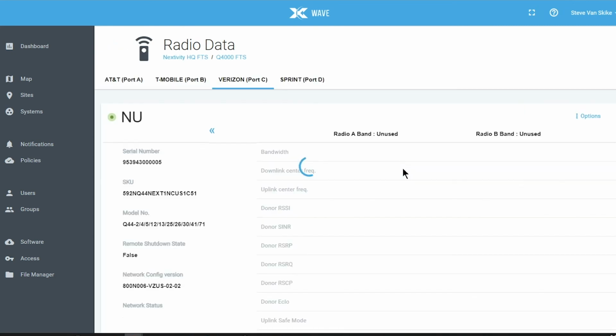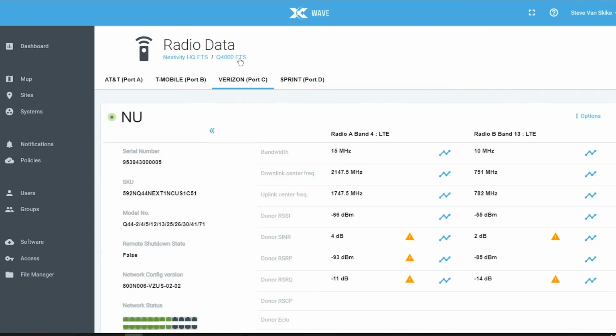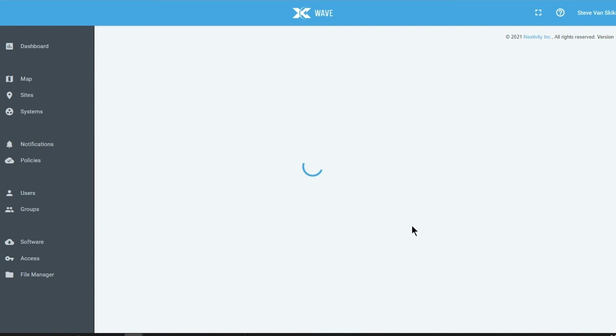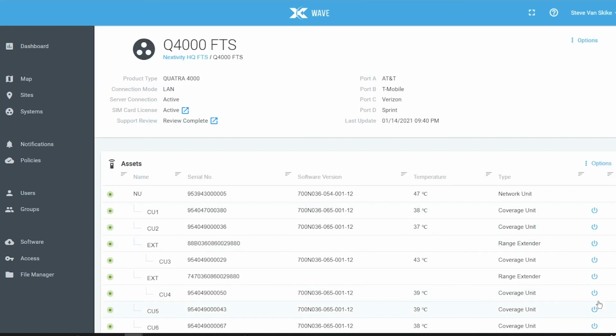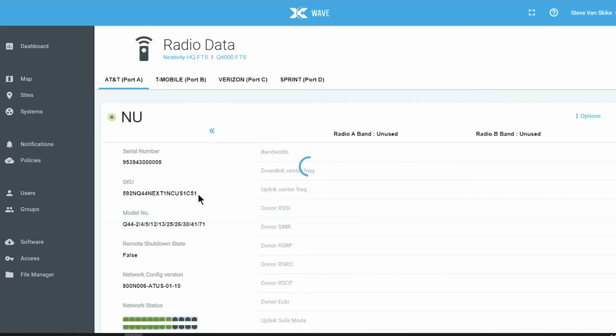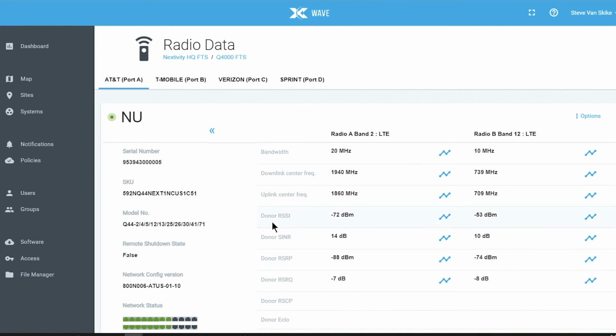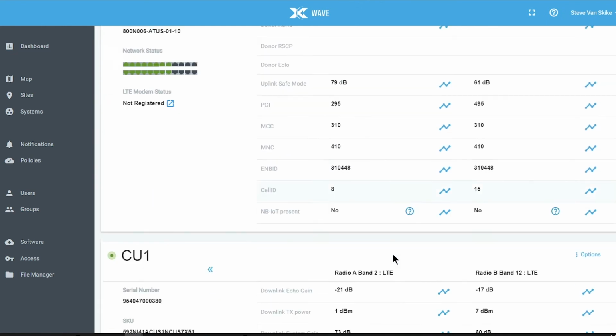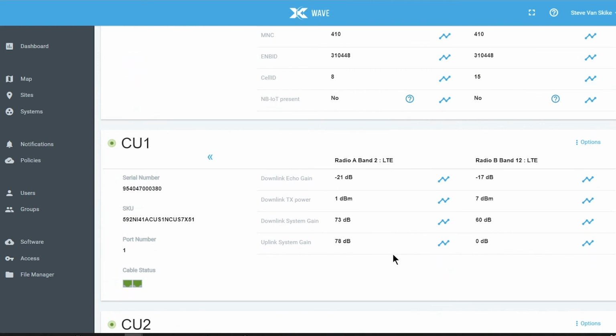And I'll go back to that main page where we took a look at the coverage units, and I can do this remotely. I will turn off coverage units one by one and go back and check the gain and see where it goes back up. Because when it goes back up, it tells me that I've hit on the right coverage unit that's feeding a service antenna that's causing the feedback to occur. And then I can tell somebody to go out and move that specific coverage unit or one of the service antennas that is connected to it.